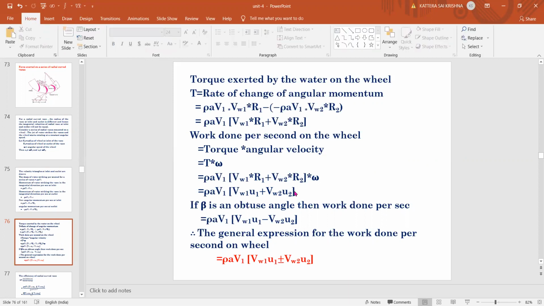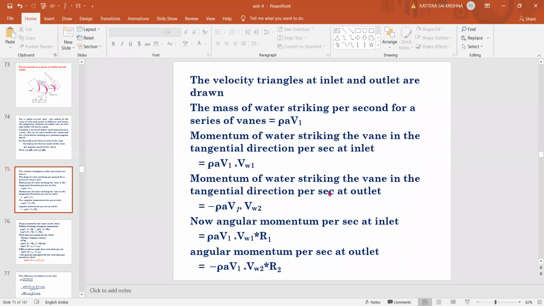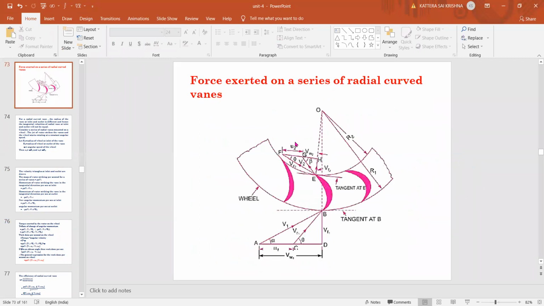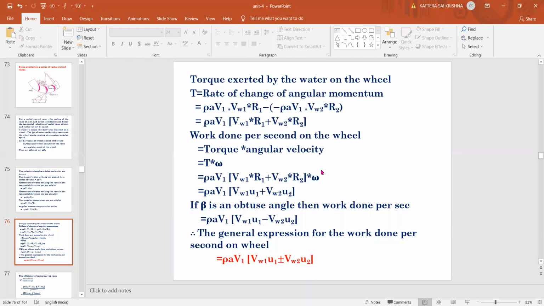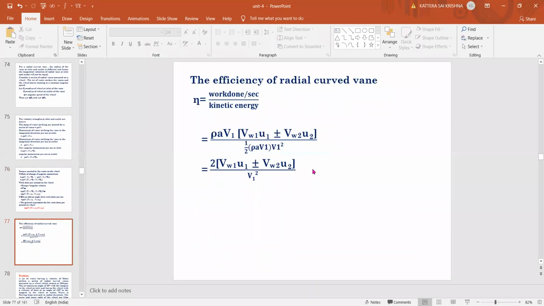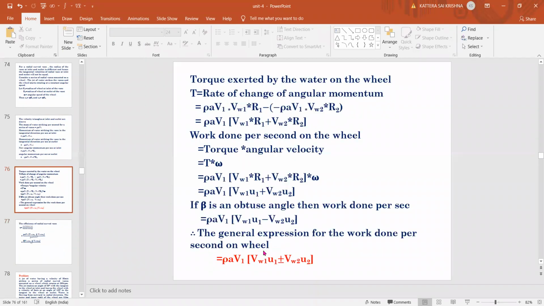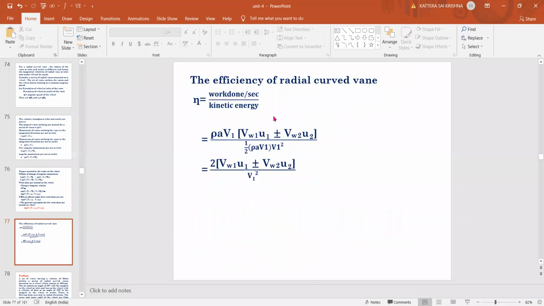In this one, they never asked this derivation. Actually, they never asked, but they have asked the problems on this. So the problem is very important. Only one type of problem is there. Okay, so next, after finding the work done per second, we can find the efficiency.